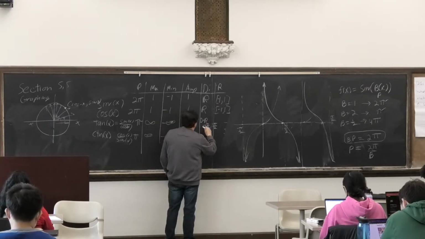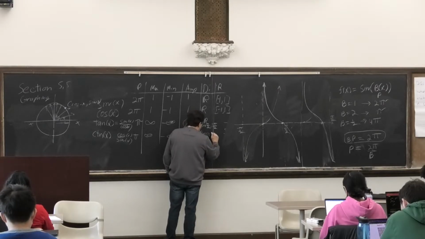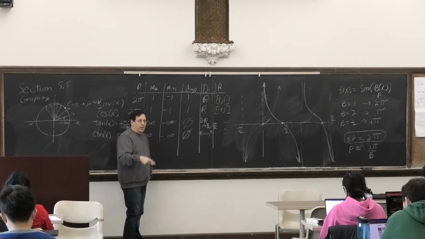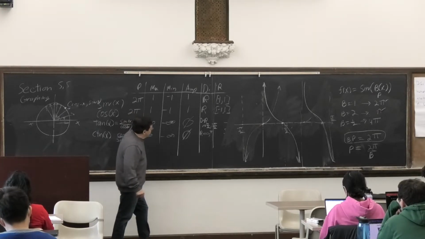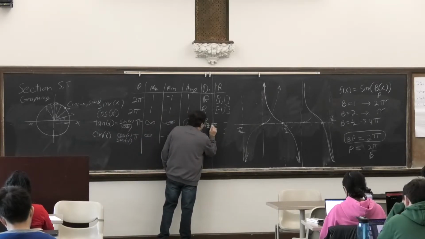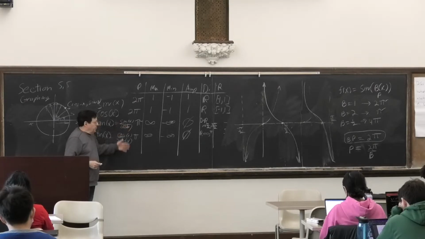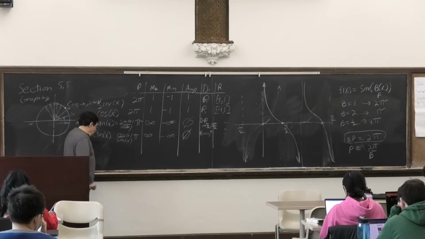Domain, well, the domain is going to be the reals, but x not equal to 0 and pi, and again, you can add multiples of 2 pi. This is no way to draw that. All right, so you should be familiar with, at the very least, this part of the table.